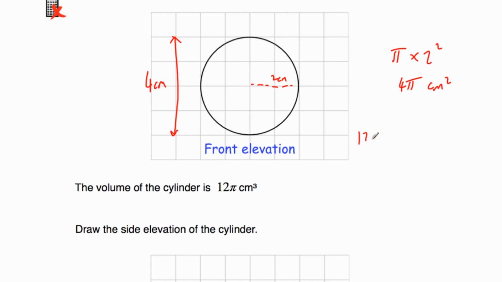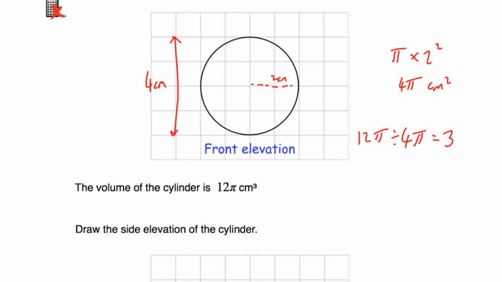So if we do 12 pi divided by 4 pi, that would be the length of the cylinder. What do we times 4 pi by to get 12 pi? That would be 3. So that means this cylinder is 3 centimeters deep. If we look at this cylinder from the front, we can just see the circle. But if we walk around to the side, we'll see this rectangle that's got a height going from the bottom up top of 4 centimeters, and the depth, how long it is, of 3 centimeters.